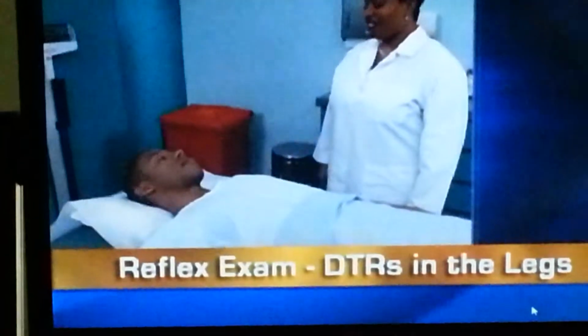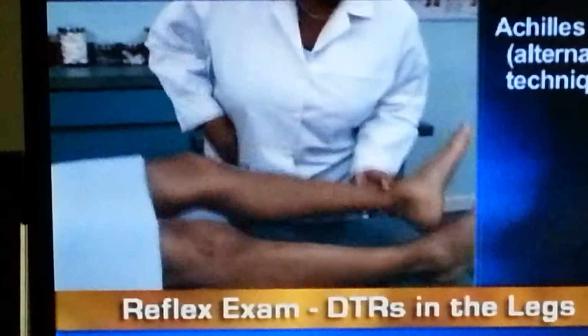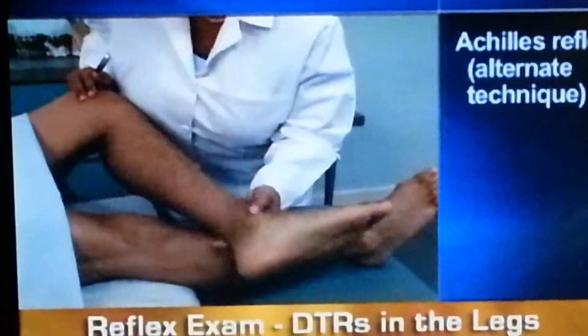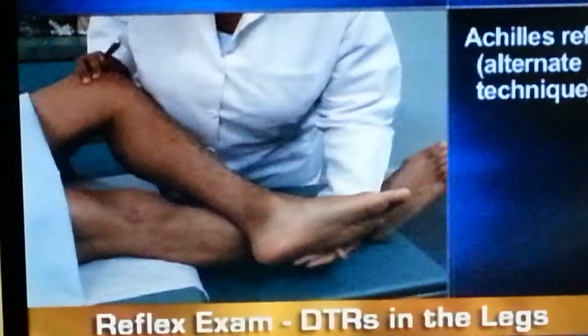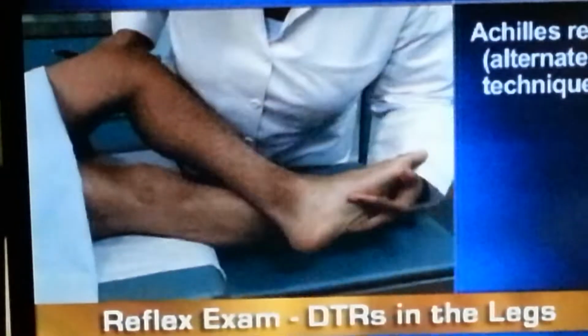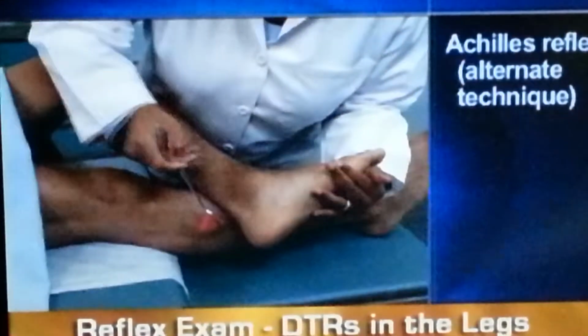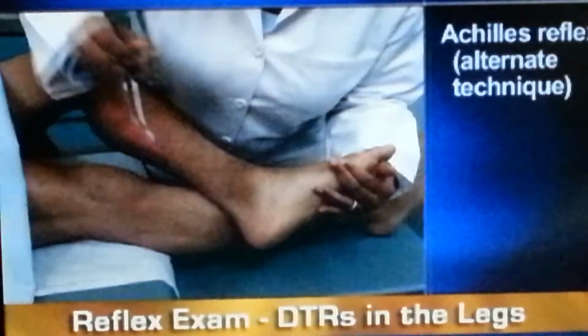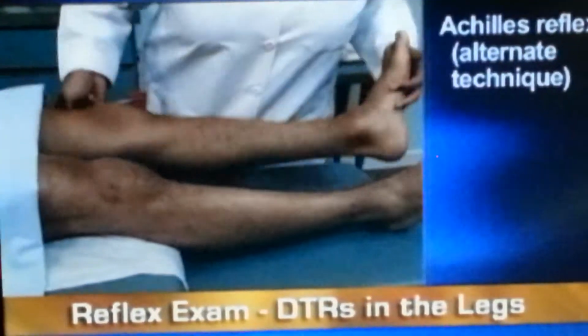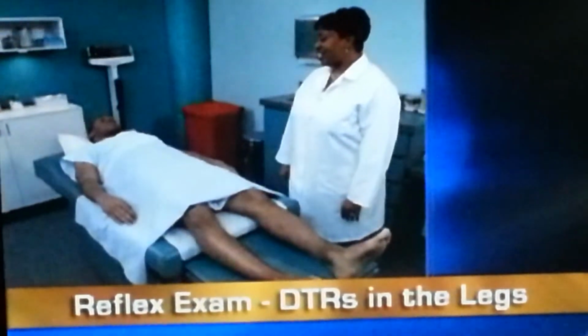If the person is supine, flex one knee and support that lower leg against the other leg so that it falls open. Dorsiflex the foot and tap the tendon. Now I'm going to check your ankle just one more time.